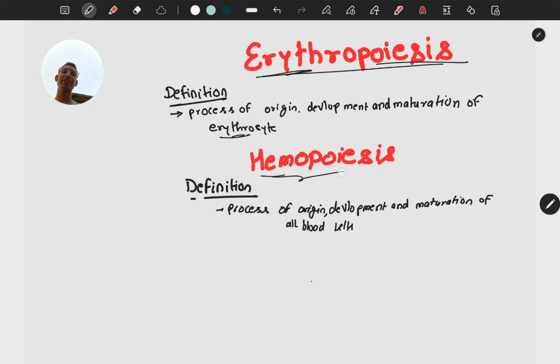And one term we came across also is hemopoiesis. Erythropoiesis and hemopoiesis are different. Erythropoiesis is the process of origin, development, and maturation of only erythrocytes. But hemopoiesis is the process of origin, development, and maturation of all blood cells. It includes all blood cells, not only erythrocytes, like in erythropoiesis. So let's go.